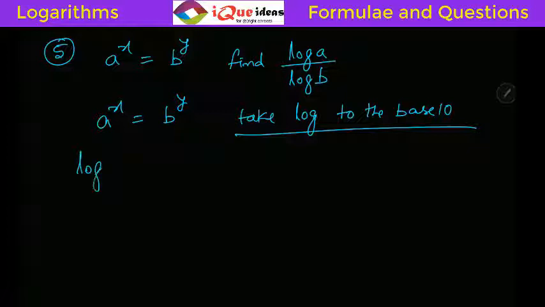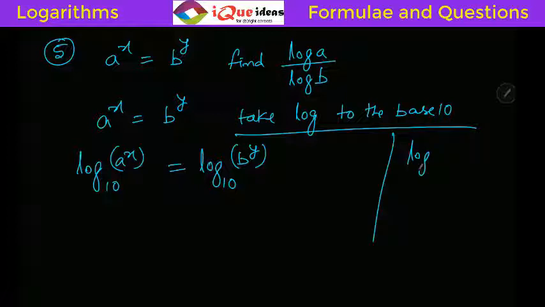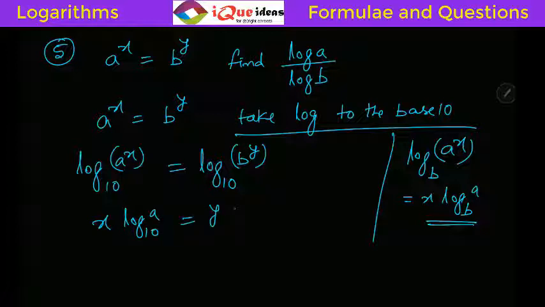This will be log of a to the power x to the base 10 is equal to log of b to the power y to the base 10. Now what happens? We have done the rule that log of a to the power x to the base b, the power comes out. So it becomes x log of a to the base b. This is the rule. So here also the power will come out. So this x will come out. It will become x log a to the base 10. The other side will be y log b to the base 10.